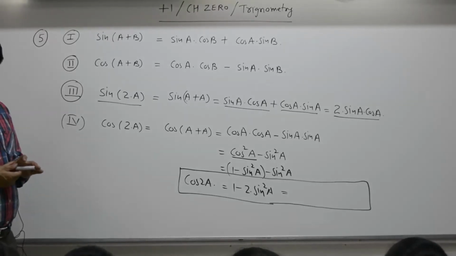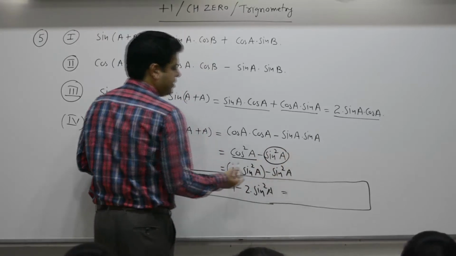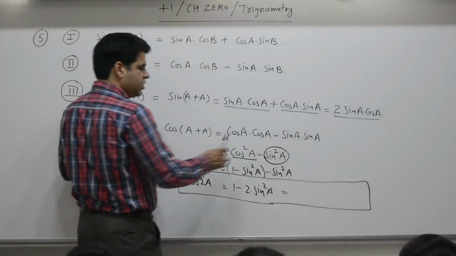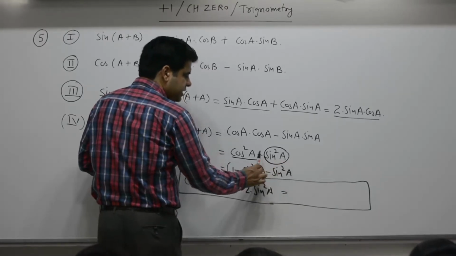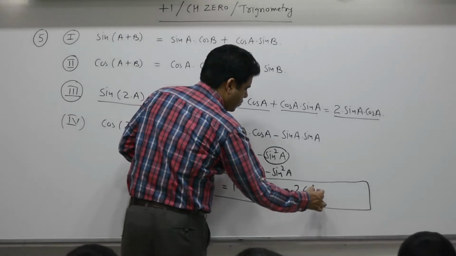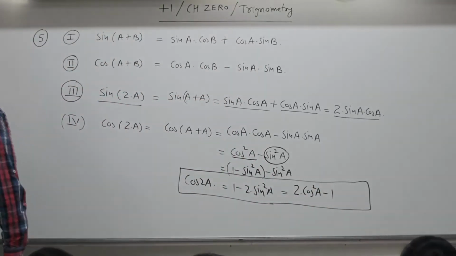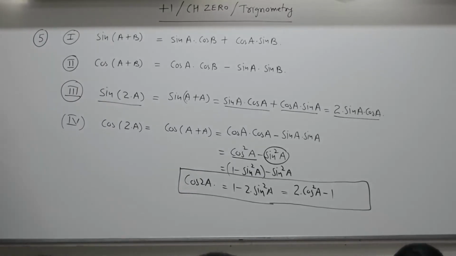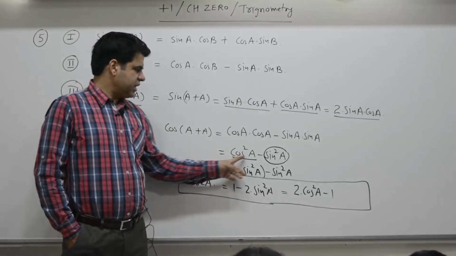Can you write it in cos form also? Sin square A is 1 minus cos square A. When you say 1 minus, minus and minus becomes plus. So you can also write it as 2 cos square A minus 1. So cos 2A is equal to cos square A minus sin square A.